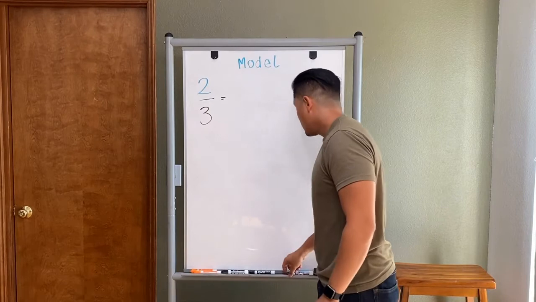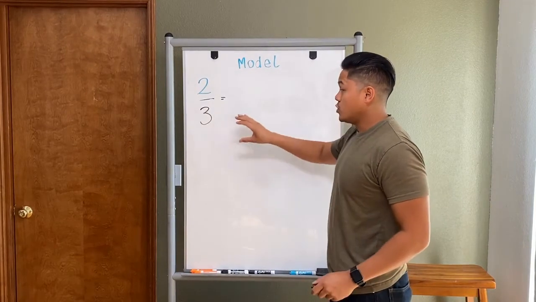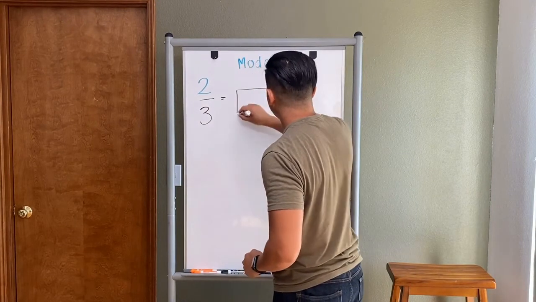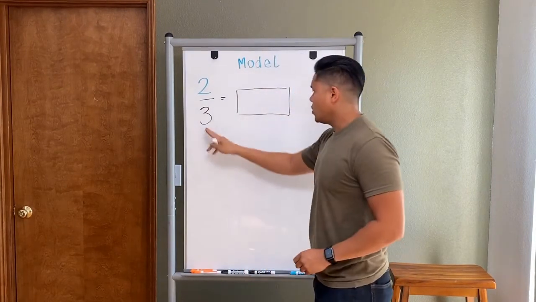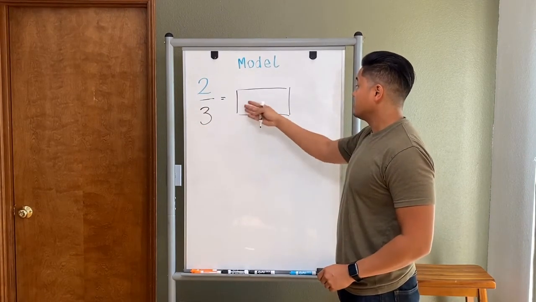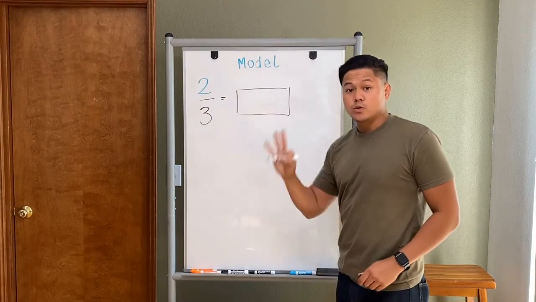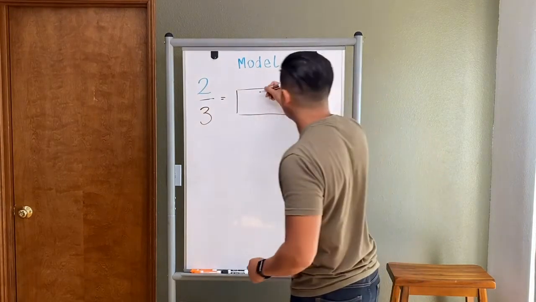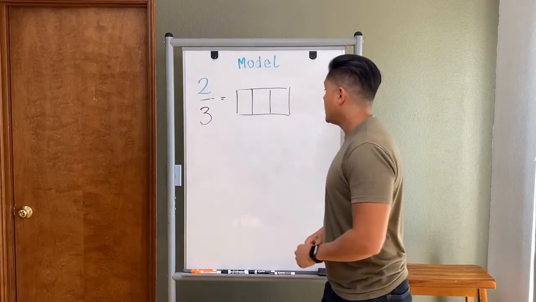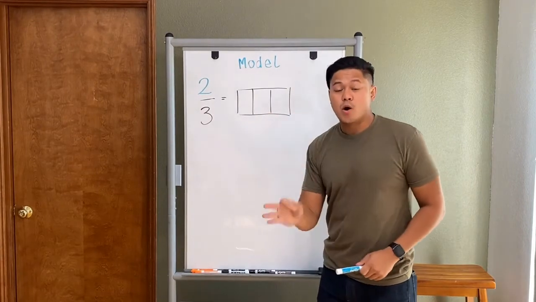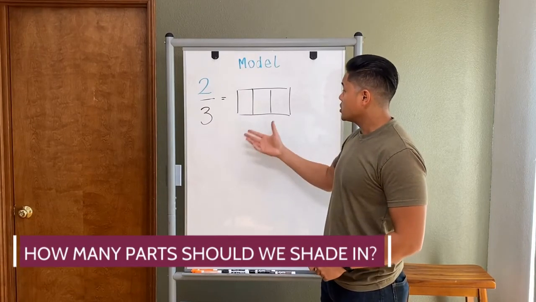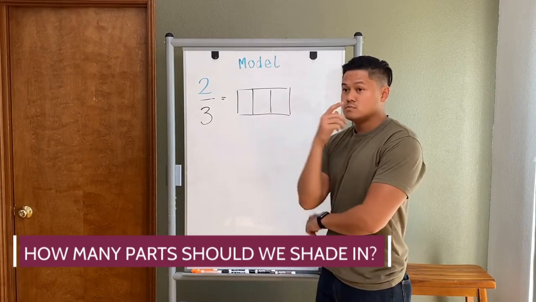Now remember, we did say that 3 is the whole, so let's go ahead and represent it as a bar model. And the whole has 3 equal parts. So let's break this model, our bar model, into 3 equal parts. And the top number, the numerator, are the parts that you have. So how many parts should I shade in?